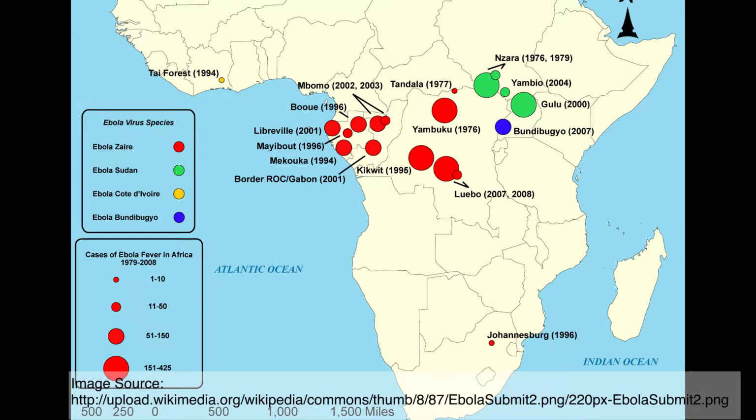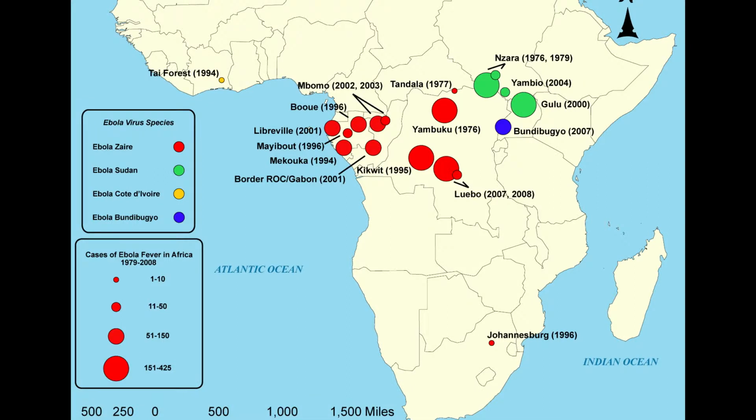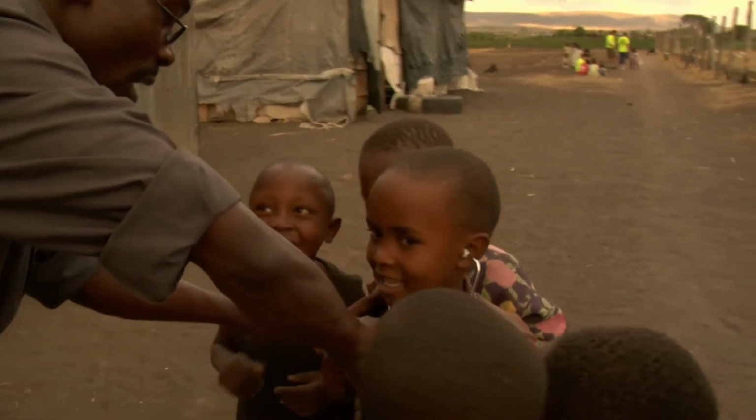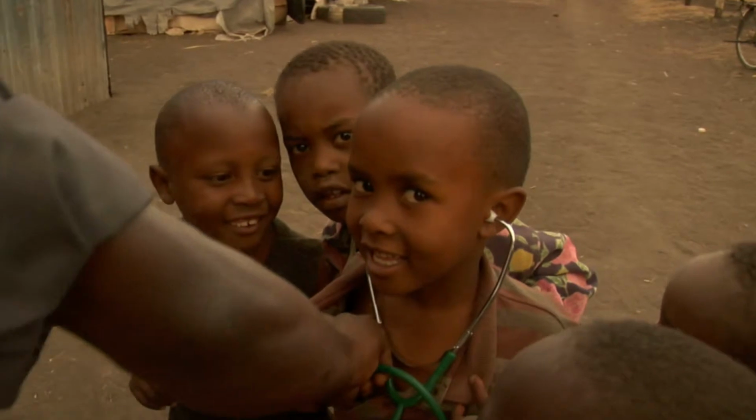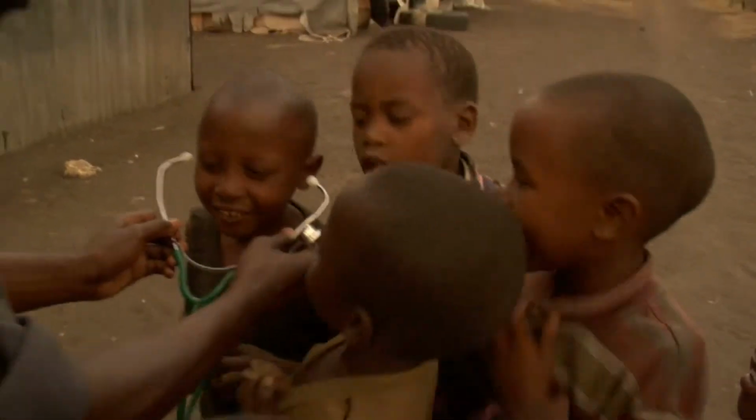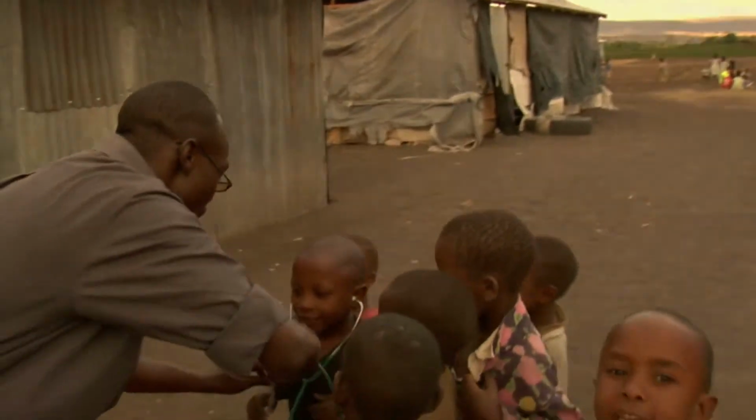1976 marks the very first appearance of Ebola. The first outbreak was in Sudan, and it was fatal for 53% of the 284 people infected. The second outbreak that year ravaged Yamboko, Zaire, now the Democratic Republic of Congo. 318 people were infected, and the fatality rate was a startling 88%.